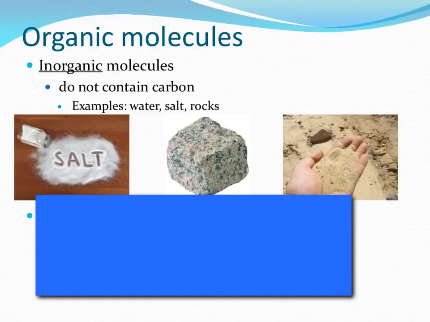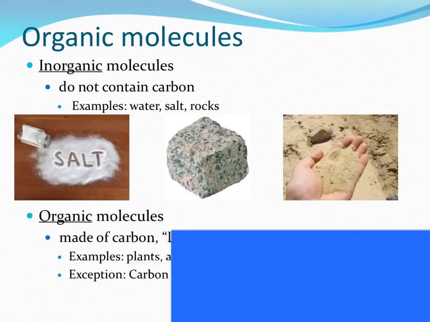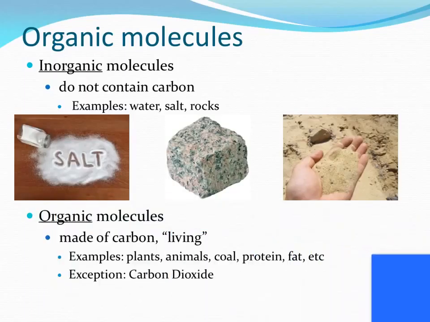Organic molecules, on the other hand, are things that are made out of carbon. You could also think of them as things that are living: they either are living or they used to be living. So obviously plants and animals fall under organic life forms, because they're made out of carbon. Also things like coal, even though it's like a rock, it's still made from living things. Fossils, proteins, fats, things like that are all considered organic molecules.